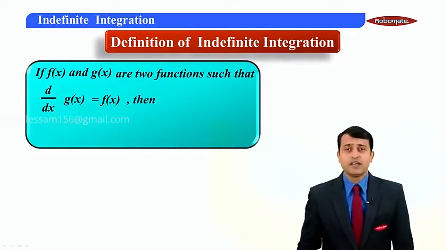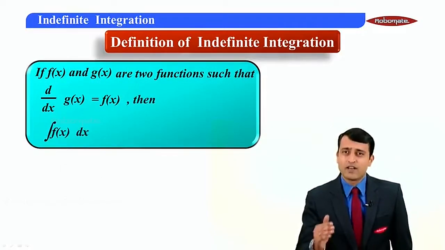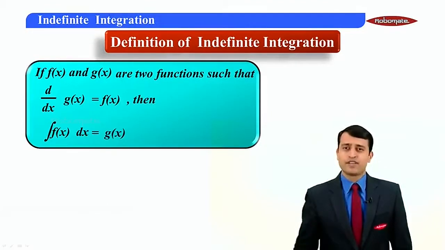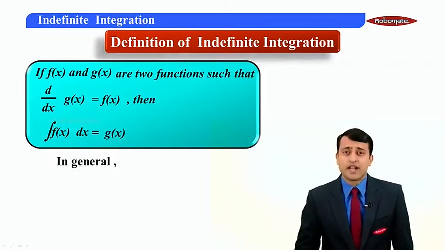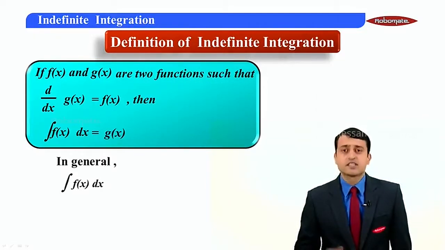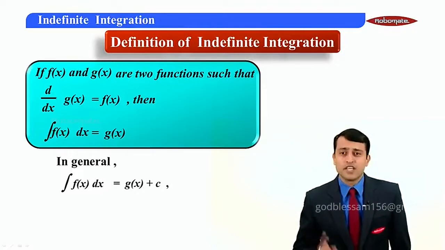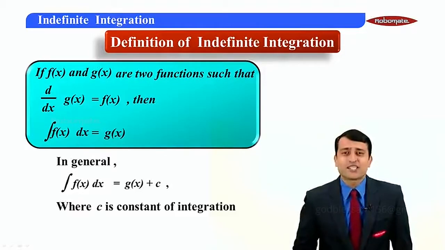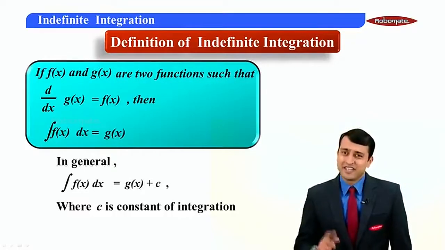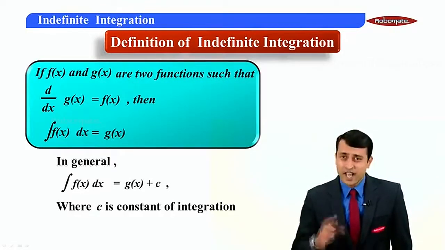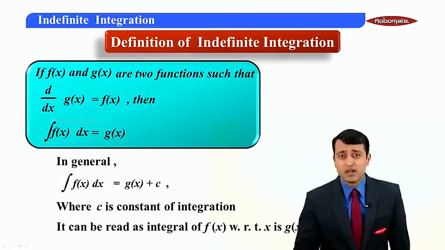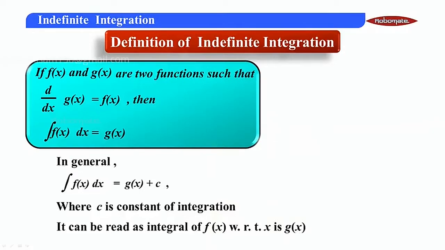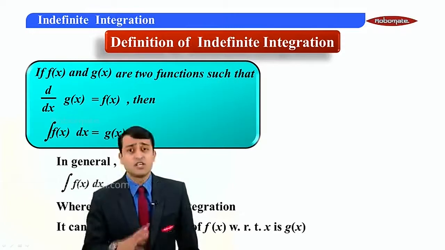Then what can we say? Then we say that integral f of x dx is equal to g of x. In general, we write it as integral f of x dx is equal to g of x plus c. That c is called the constant of integration. And this above statement can be read as integral of f of x with respect to x is g of x.